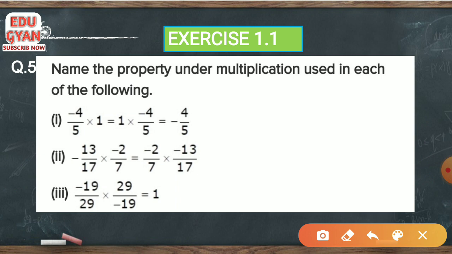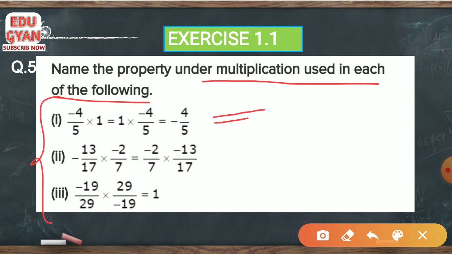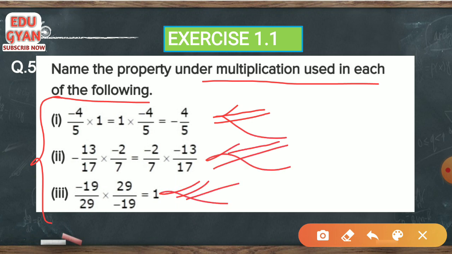So here is the question: name the property under multiplication used in each of the following. These are questions in which we need to identify which multiplication properties have been used there. We need to identify only, we don't need to do any calculation here. So let's see the first question.